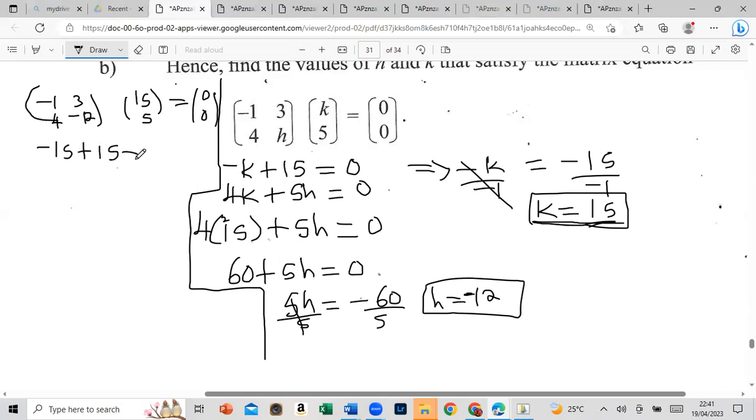Alright, that works out to 0. So we say the value of k is correct, because it checks out. Let's do the next one now.